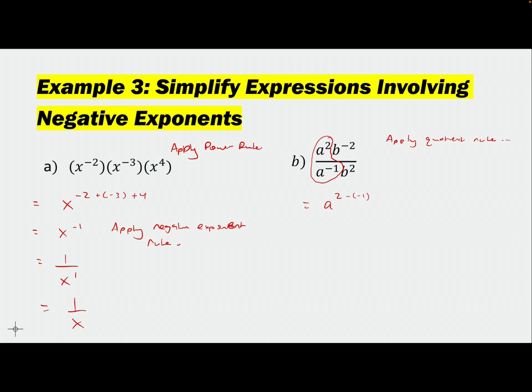Okay, now for the next part, for the b's, we have b to the negative 2 minus 2, because those also have the same base, so we just subtract the exponents. So this works out to a to the 2 plus 1, which is 3. And for b, we have negative 2 minus 2. That's going to be negative 4. Okay, now I can apply the negative exponent rule. We have a cubed over b to the 4.